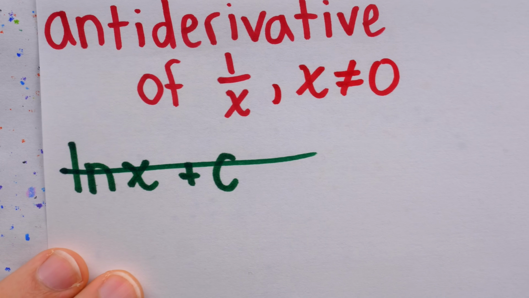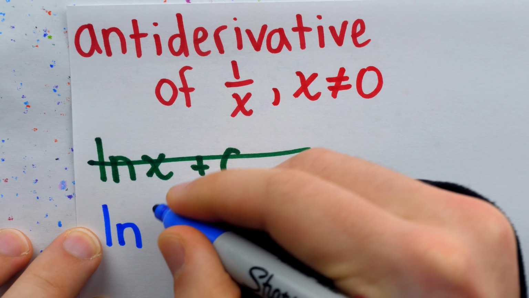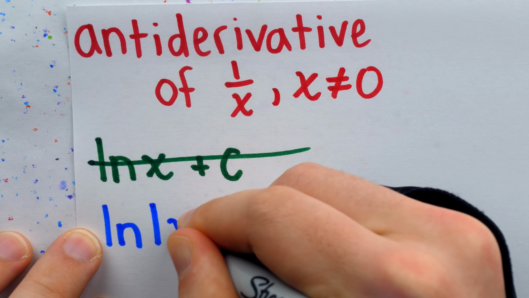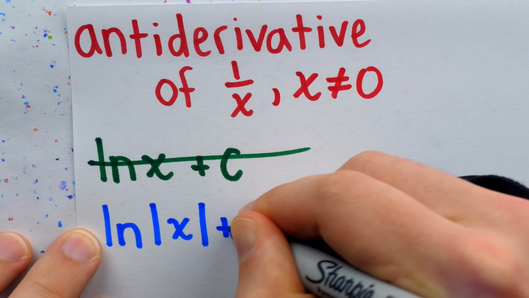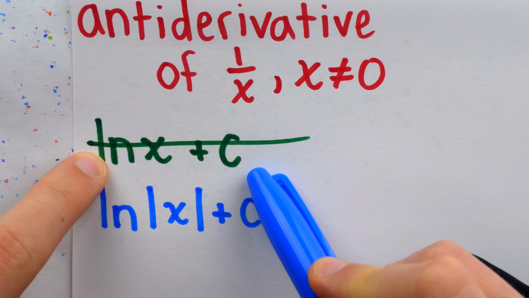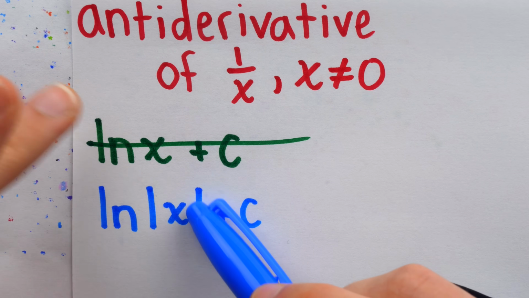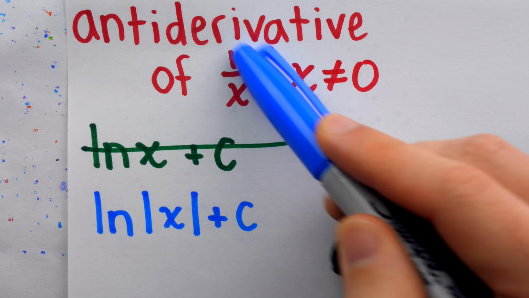The better answer, which is typically given and which the OP is taking an issue with, is the natural log of the absolute value of x plus c. This answer has the same strength that this answer does. If x is positive, the absolute value doesn't do anything, and so of course the derivative of this thing is going to be 1 over x.